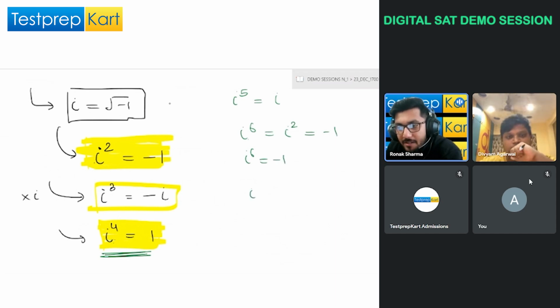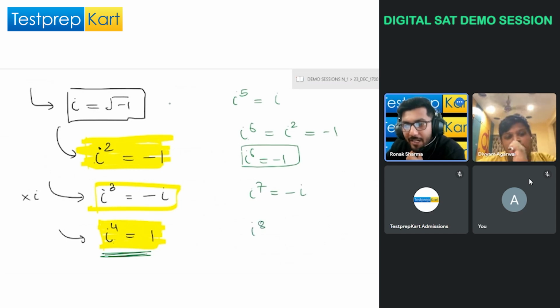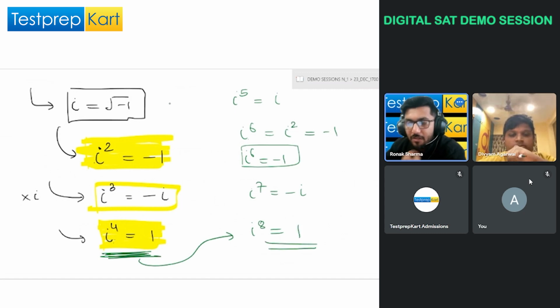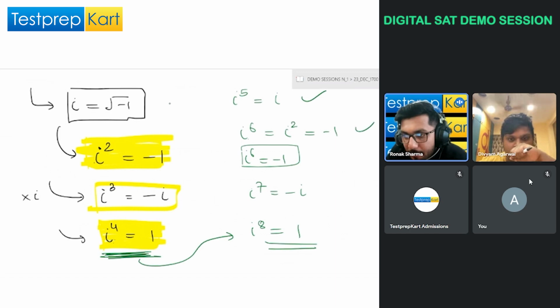Then we find iota power 7. Iota power 7 means, you want to calculate iota power 7, so you can multiply with iota on both sides. So iota power 7 is minus iota. Similarly, iota power 8, if you take the square on both sides, you'll get iota power 8 equal to 1. What I want to show you is that, can you see that the same values have been repeated?